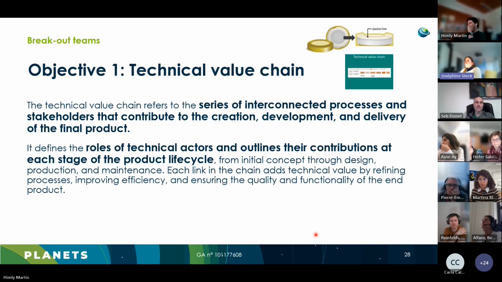gasket. You will define the role of the technical actors and outline their contribution at each stage of the product lifecycle. This will be a nice exercise for you to perform, because we are now in Planet in the phase of customizing the workflow to case study, and so this will be asked for the Planet case study as well. So I think we can go now on the mural, Martin, and begin working on the gasket technical value chain.